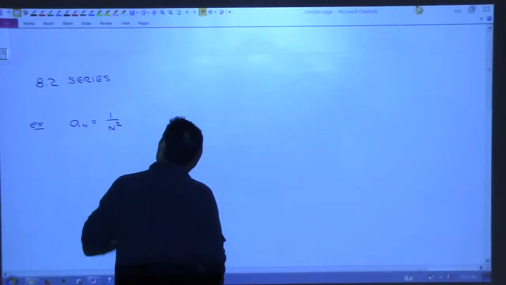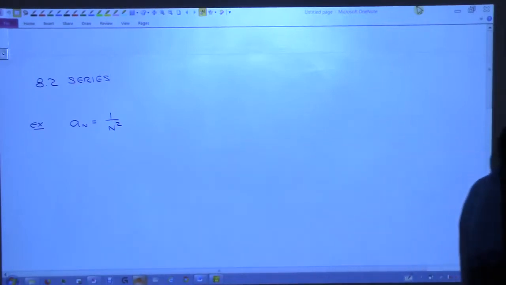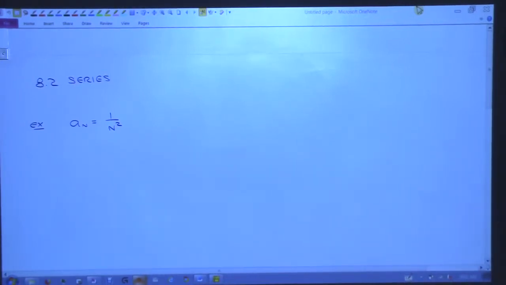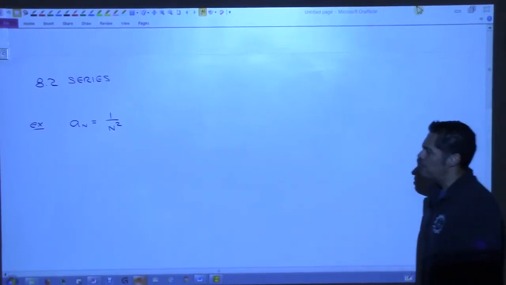All right, so to motivate this idea, I want to start out with an example. Let's take that right there. So that is called a what? That is a sequence, right? That is a sequence. And obviously that is not a series, so we need to figure out what the difference between a sequence and a series is.